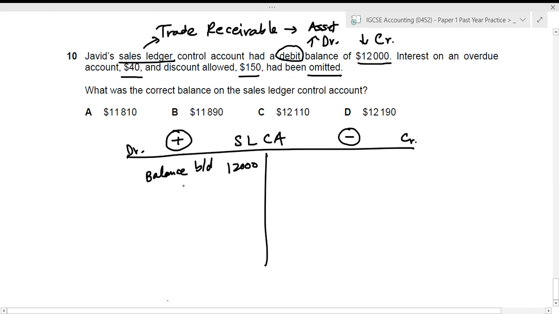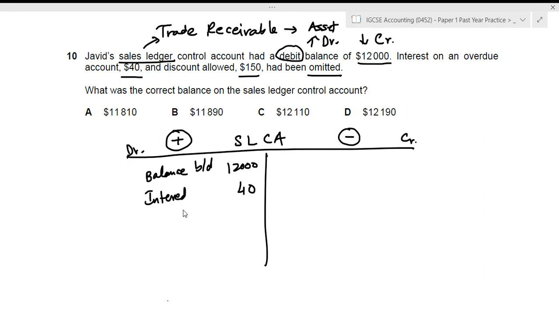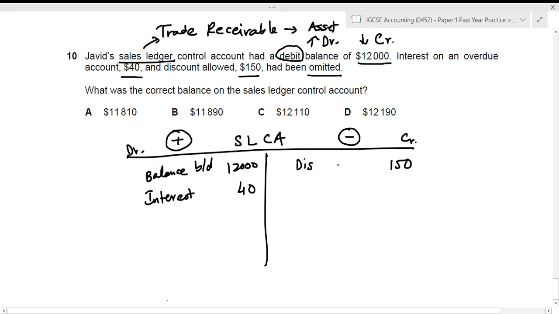For the trade receivable only I'm talking about. I'm not talking about every other item in accounting. Just trade receivable right now. So an increase in the trade receivable of 40 means we will write it on the debit side, which is going to be interest. And 150. Okay, what about discount allowed? Now, when we allow discount to a customer, is it going to increase or decrease the balance of receivable? Think about it. When we allow discount, it is going to make the customer pay us a lesser amount, which is technically decreasing the receivable balance of the customer. That is why it's going to be on the credit side. Discount allowed.